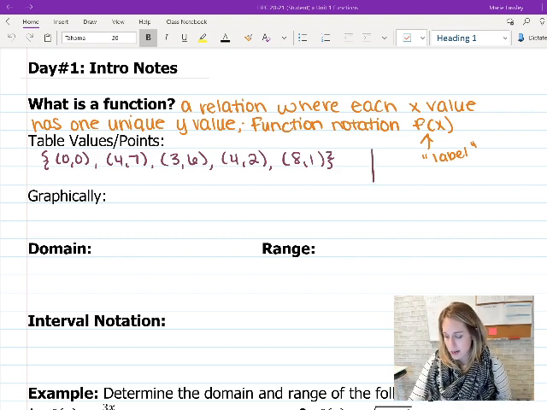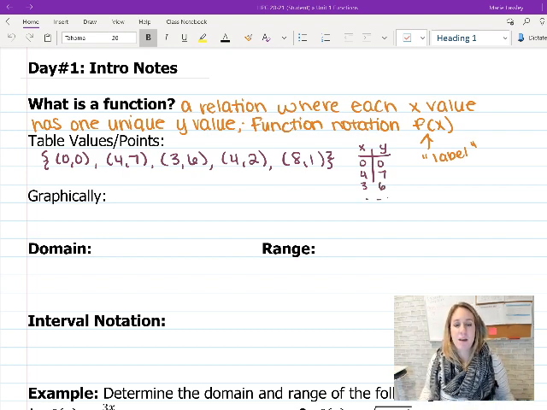We know XY tables, right? They look like this, X and Y, and you would just have something like 0, 0, 4, 7, 3, 6, and so on. You guys get the idea. So you can either have your points listed or you can have them in a table view.